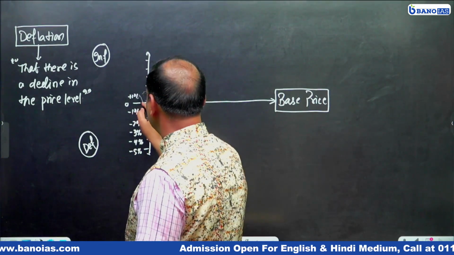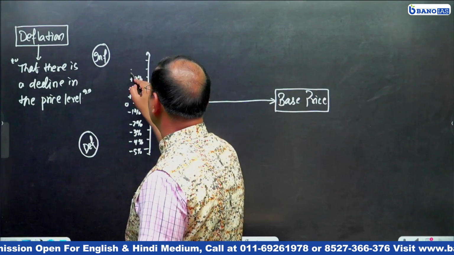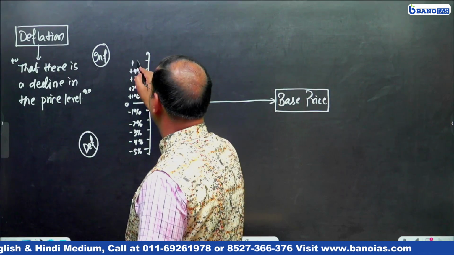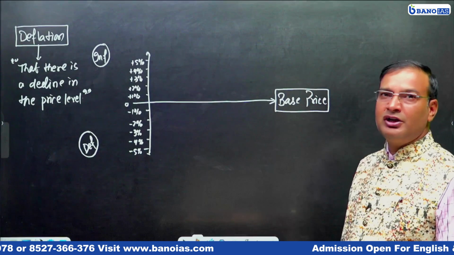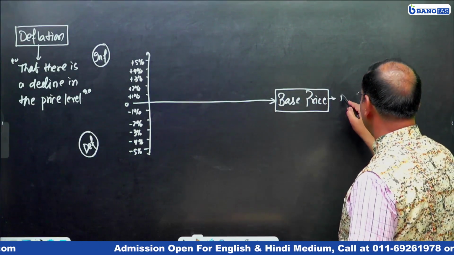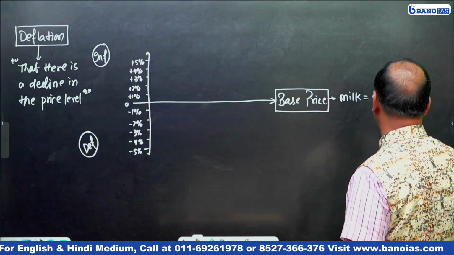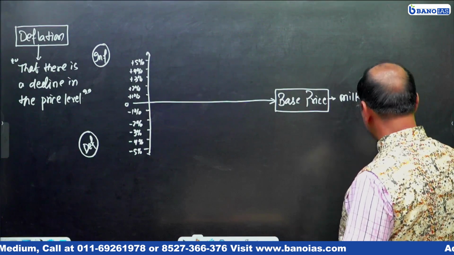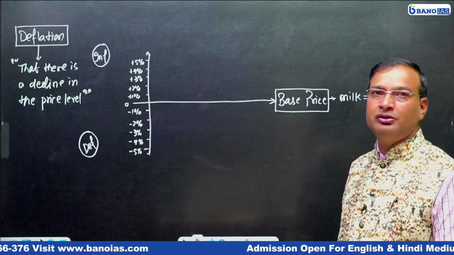So plus 1%, plus 2%, plus 3%, plus 4%, and plus 5%. And this line simply represents the base price. Suppose, as we assumed earlier, a commodity, milk, and the base price we are again assuming is 50 rupees per liter. So below 50 rupees per liter is deflation, above 50 rupees per liter is inflation.